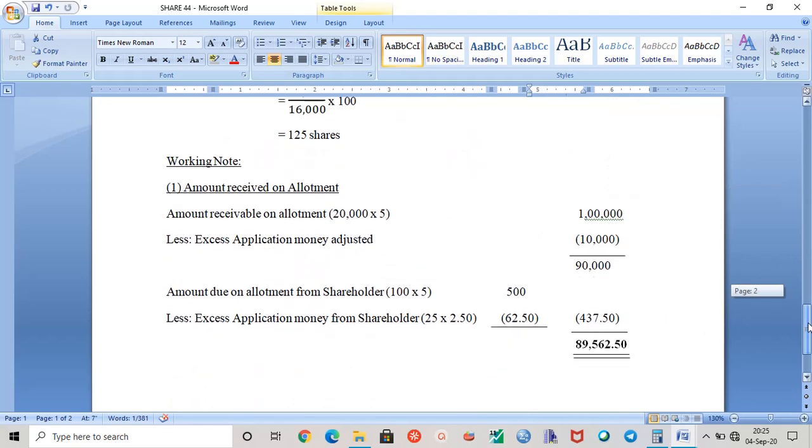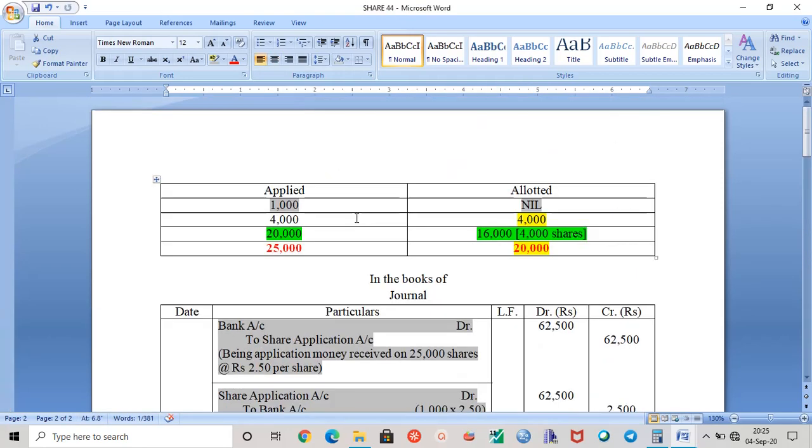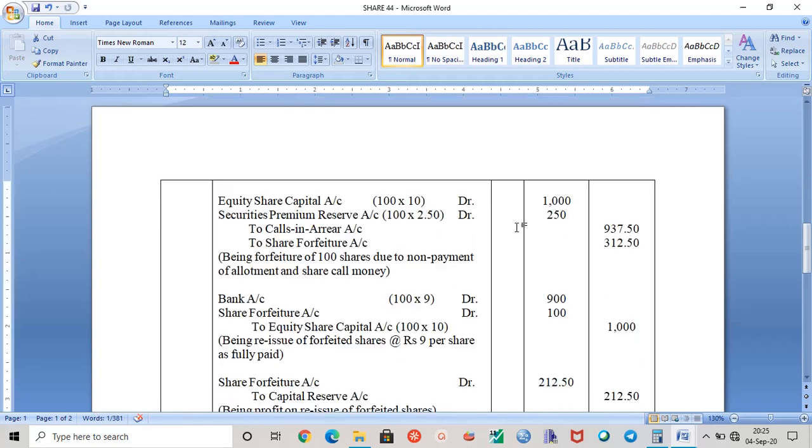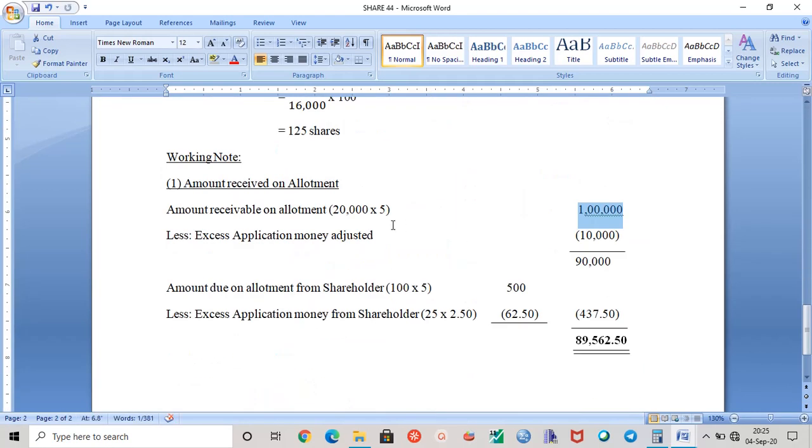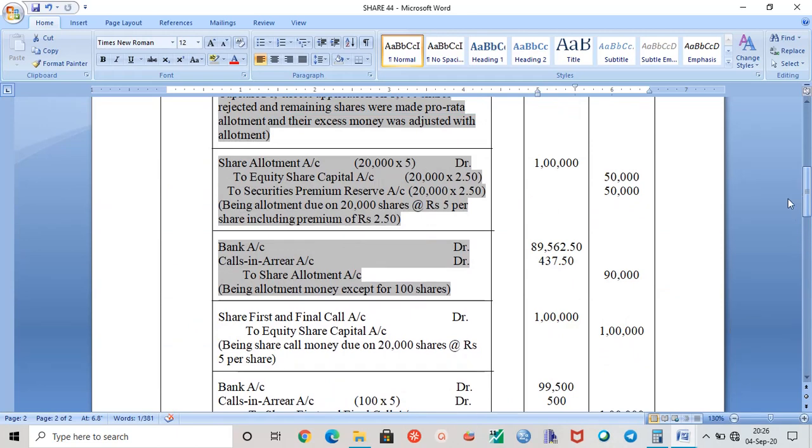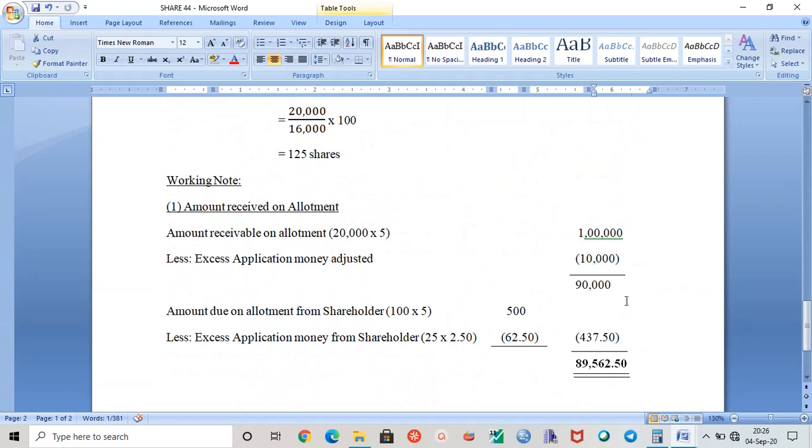This working note. So now the amount receivable at the time of allotment is 20,000 into 5, 1 lakh. Because 20,000 number of shares were allotted, on these 20,000 shares only this allotment money will be due. So 20,000 into 5, how much? 1 lakh. Now excess application money received was 10,000. So 1 lakh minus 10,000 is how much? 90,000. So you have written this 90,000 before also. So this is your 90,000.